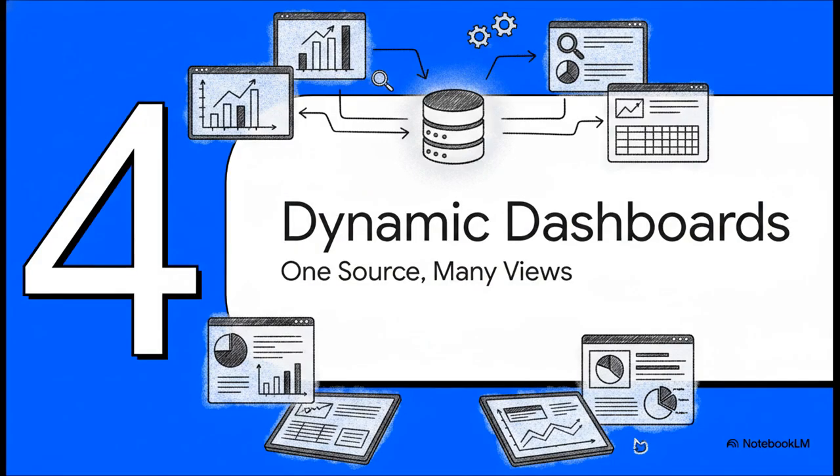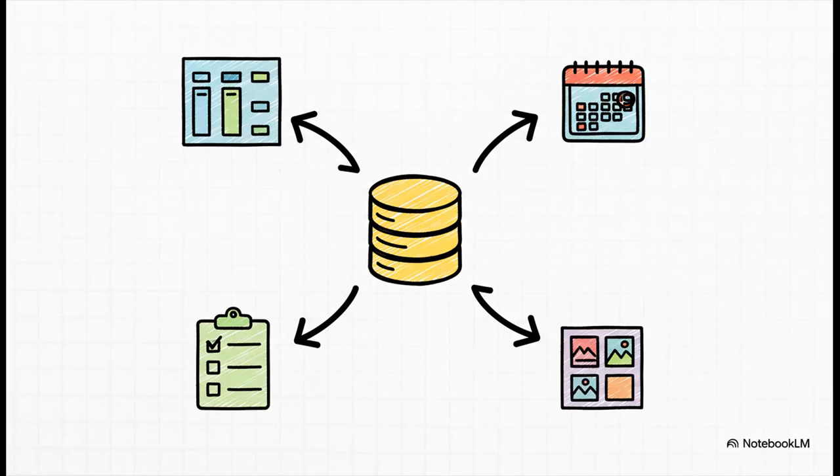All right, so now that we have our central engine humming along, let's see how we can create customized dashboards that show us exactly what we need to see right when we need to see it, all without ever duplicating a single piece of information. The principle here is simple but incredibly powerful. One single source of truth viewed through multiple different lenses. All your data lives in one master database, but from that, you can create a nearly infinite number of custom views tailored to specific people, projects, or contexts.